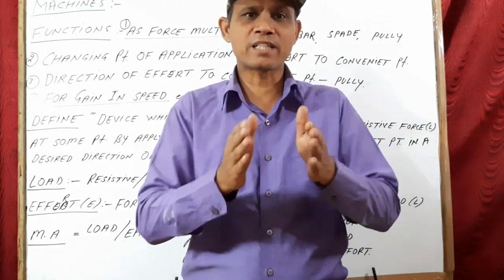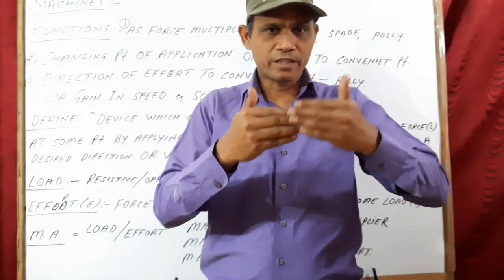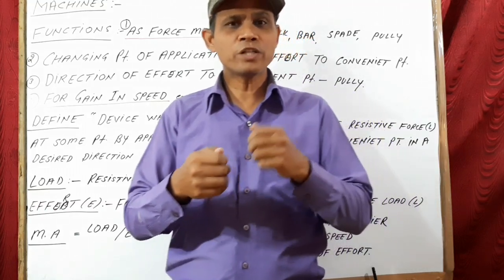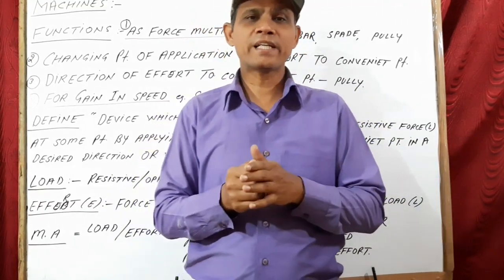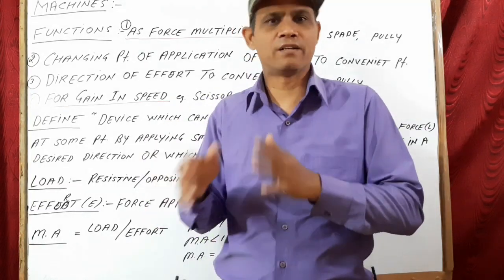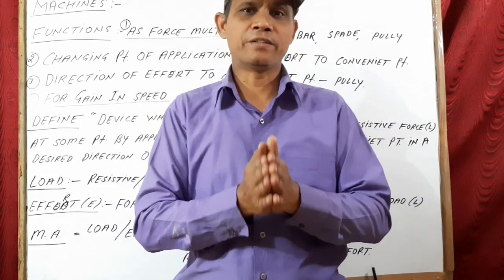They move faster as compared to your hand. So what is happening? There is a gain in speed. Similarly, when you are using a knife, the blade of the knife moves faster as compared to its handle. So again you are getting a gain in speed.